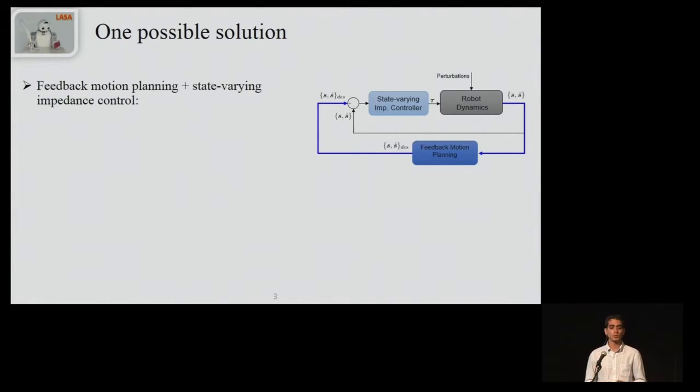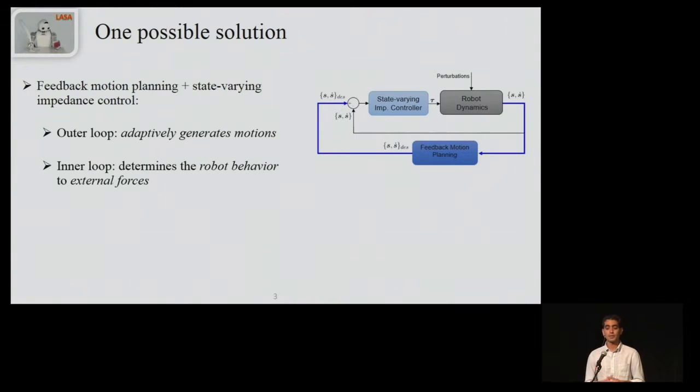To reach this goal, one possible solution is to use a two-loop control architecture, as we could see here. The outer loop includes feedback motion planning, which in real time generates a path for the inner loop, which is a variable impedance controller. And this inner loop also determines the robot behavior when it comes into contact with the environment.